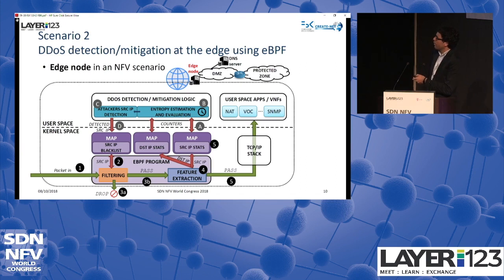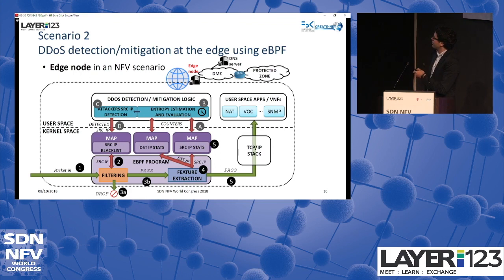When a packet comes in, we first filter it according to a specific source IP blacklist, which is implemented in a map. If the source IP belongs to the blacklist, we filter it and drop it. Otherwise, we pass to the next stage for feature extraction. Here, we extract the source IP address and destination IP address for this packet, and we update statistics in two maps with respect to the destination IP addresses and source IP addresses. So we have a counter for each one of the source IPs and destination IPs that I can have.